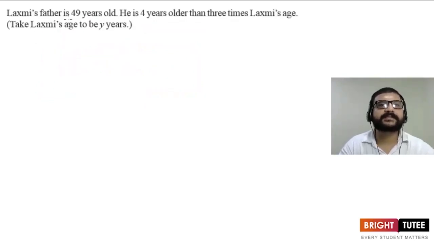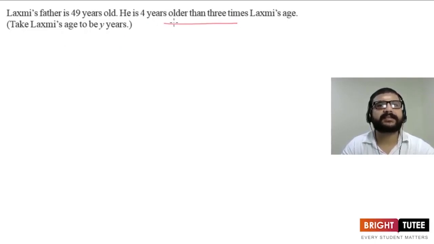Now let's have one more statement and let's try to write an equation for this statement. The statement given is: Lakshmi's father is 49 years old. He is 4 years older than 3 times Lakshmi's age.